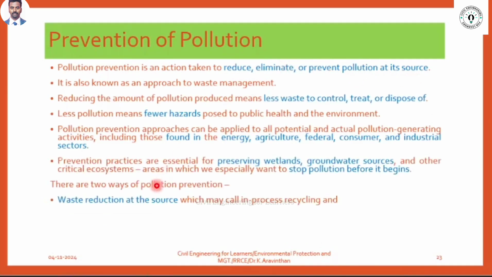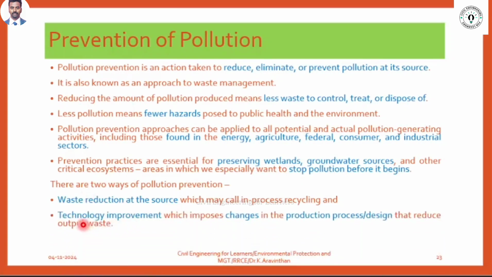Two ways for pollution prevention are waste reduction from source, and second one is technological improvement. By these two phenomena, you can reduce the three. What are they? Source reduction, disposal, energy recovery. Pollution prevention comes under how many industries? Energy, agriculture, federal, consumer, industrial sectors, etc. Under these, pollution prevention comes.